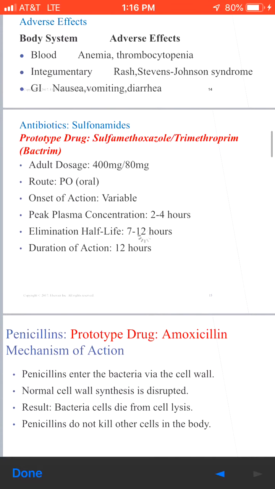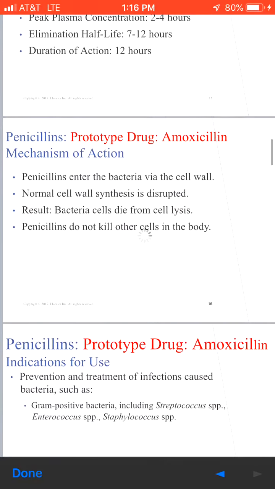So typically for these different classifications of antibiotics, just be familiar with the prototypes and do your med worksheets to kind of write it out to know typically how it's given or reconstituted, side effects, contraindications, dosing, that type of a thing. For penicillins, the prototype drug is amoxicillin.